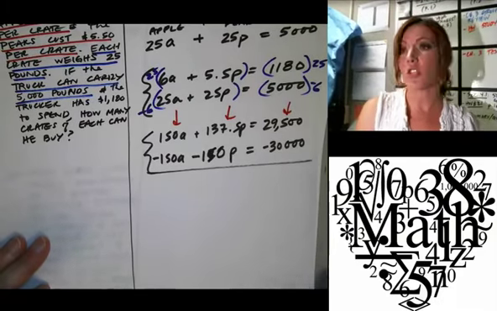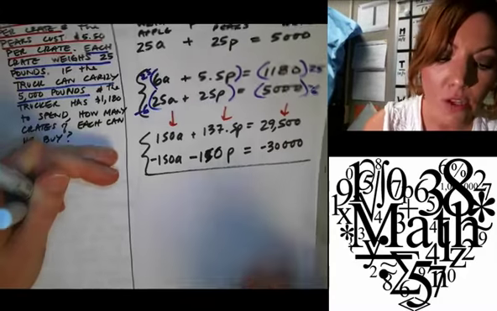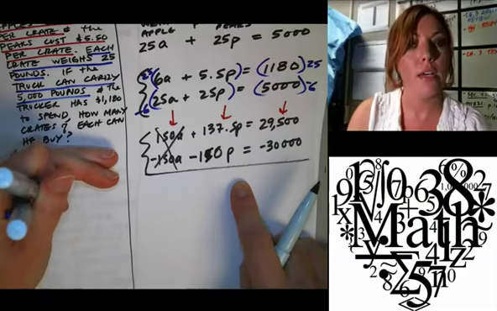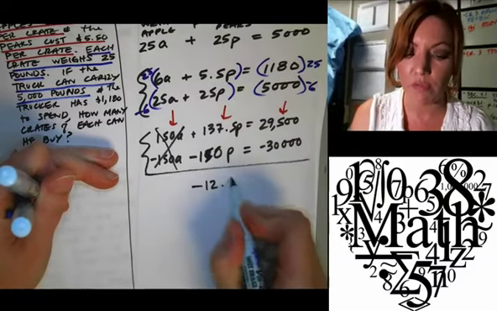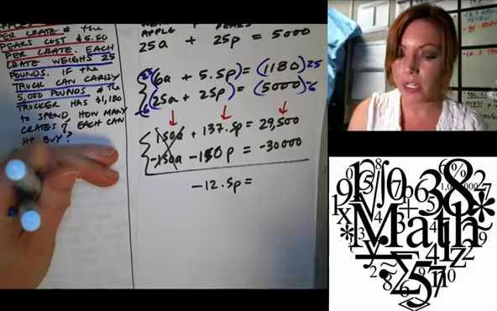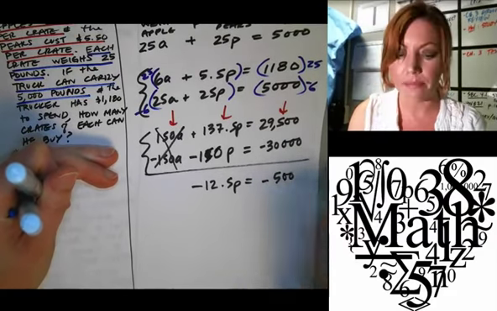So what happens to the A's? Let's start there. They cancel. Then we get 137.5p minus 150p. That is negative 12.5p. 29,500 minus 30,000 is negative 500.